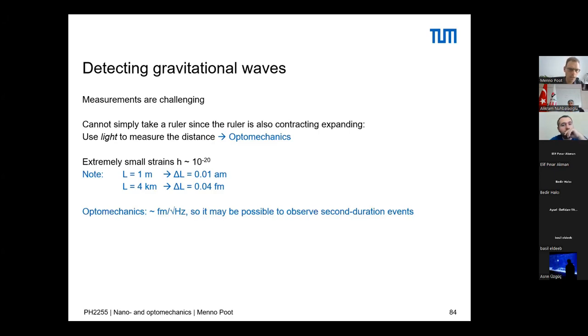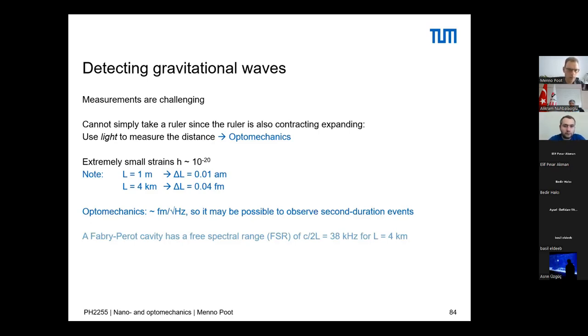So with optomechanics, it should definitely be possible to observe events if they take about a second or longer to occur. So with very long distances between the test masses and very sensitive optomechanical devices, we have a chance to observe these gravitational waves.